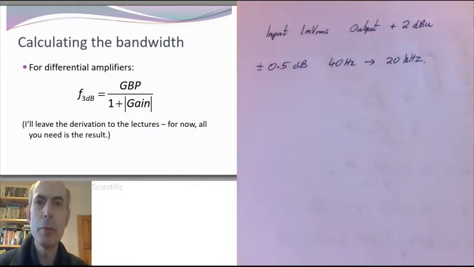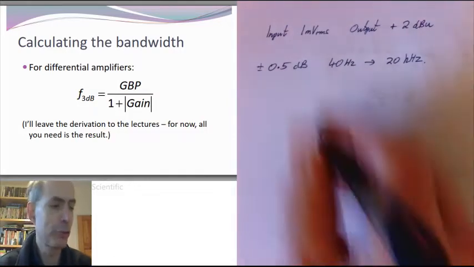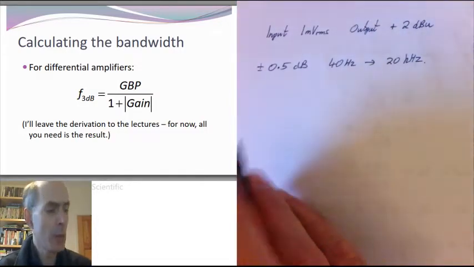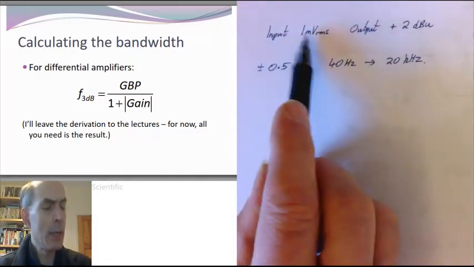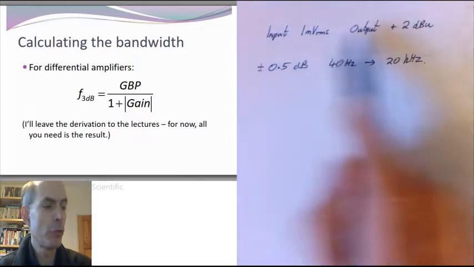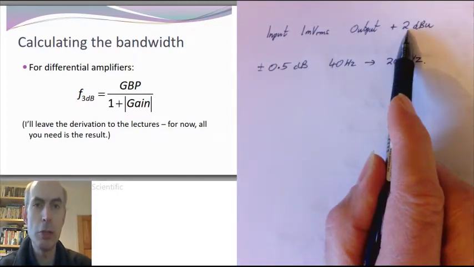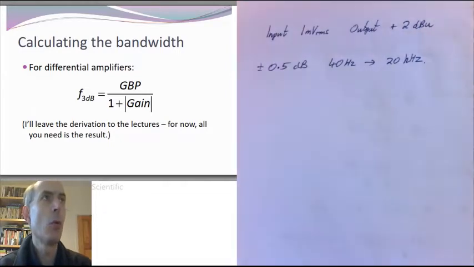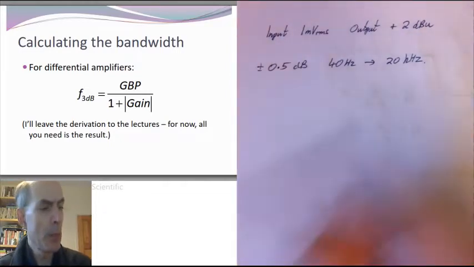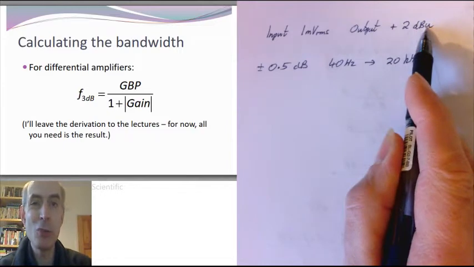And we also know that we have this result for the 3 dB bandwidth of a differential amplifier. 3 dB bandwidth is the gain bandwidth product divided by 1 plus the modulus of the gain. Derivation of that is in the lectures or the short introductions. Right, we need an input of 1 millivolt to produce an output of plus 2 dBu. So, what gain do we need? Well, we need to know what a dBu is.